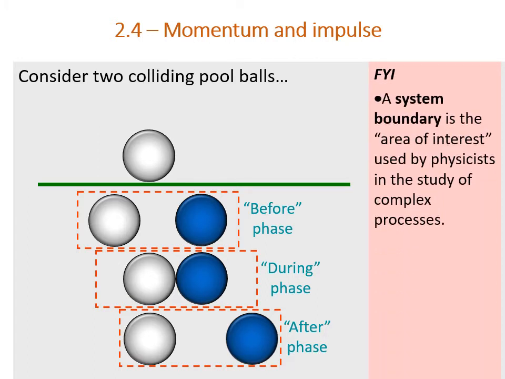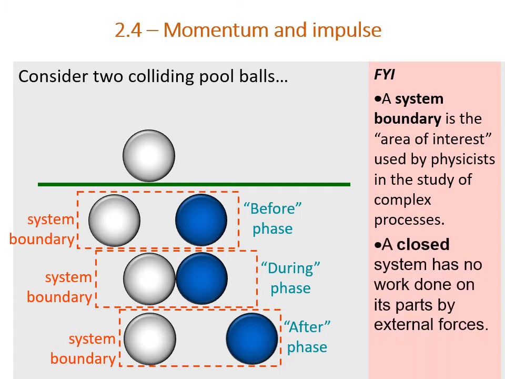This is known as a system boundary, the place that's boxed in with these dashes. It's the area of interest. Physicists use systems in the study of very complicated processes. We don't want to know everything that's going on with the pool table or potential forces lost there. Things can get really ugly really quick. So you just try to keep it as simple as possible and focus on the system. The system is the objects in collision. A closed system has no work done on it by external forces. If there's no external force, momentum is conserved.